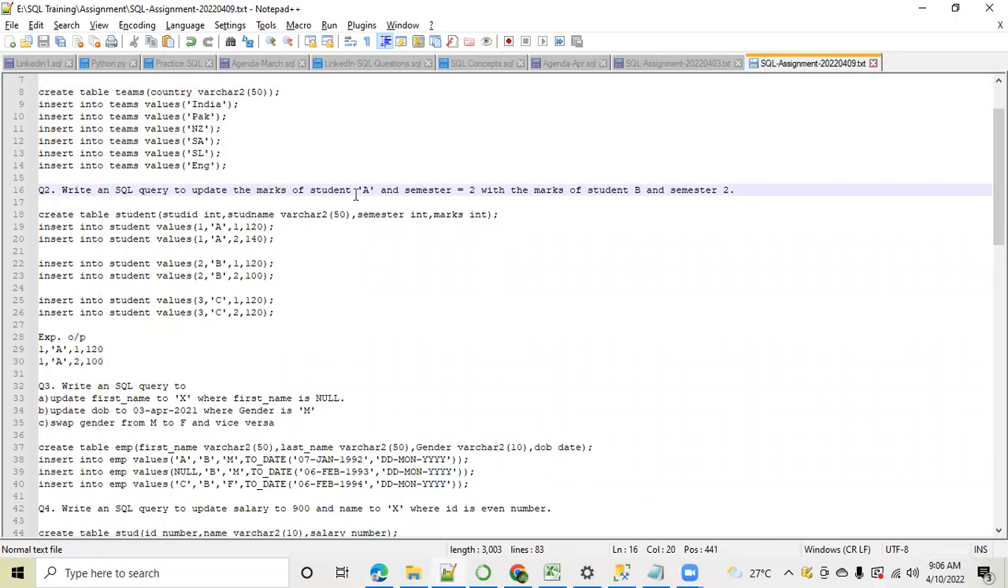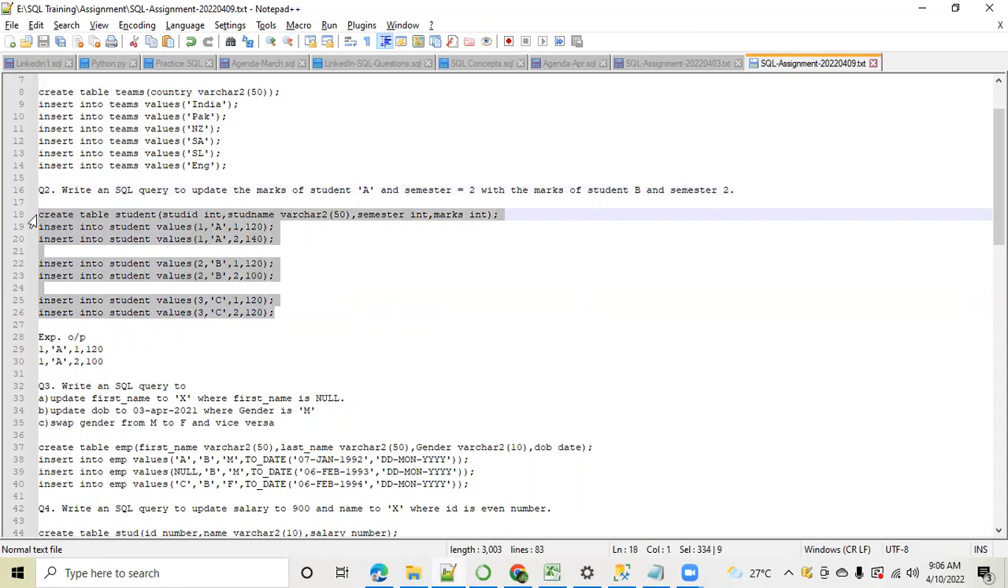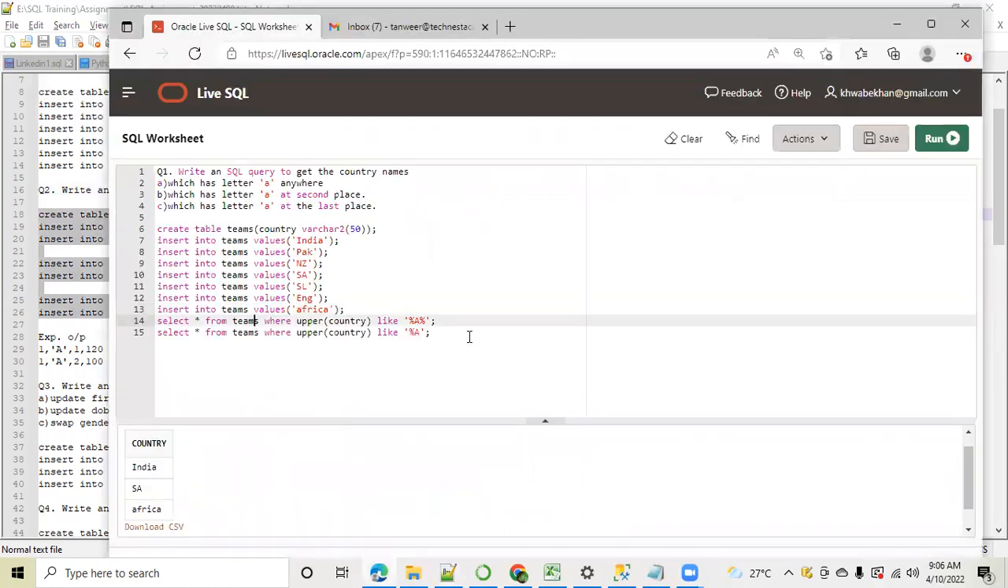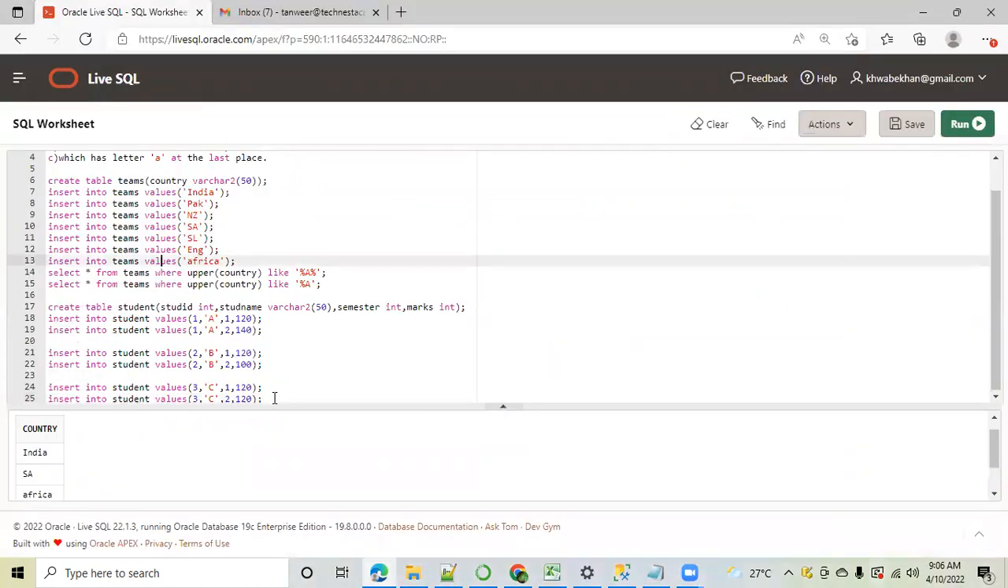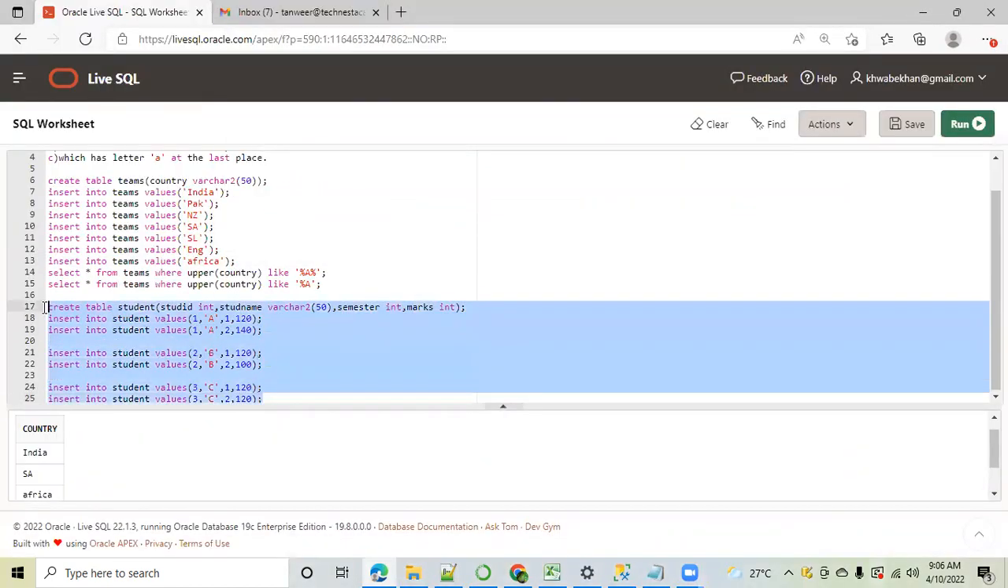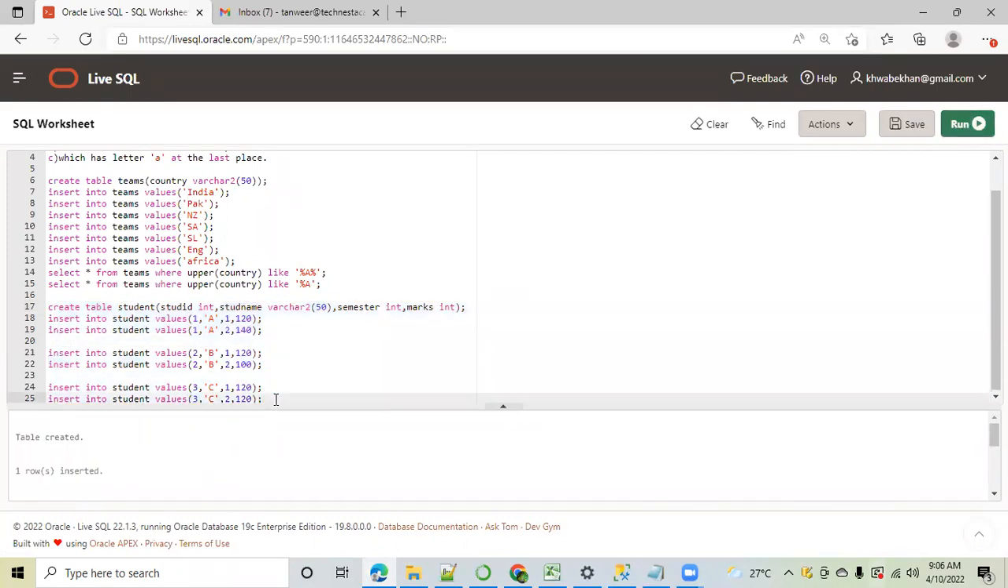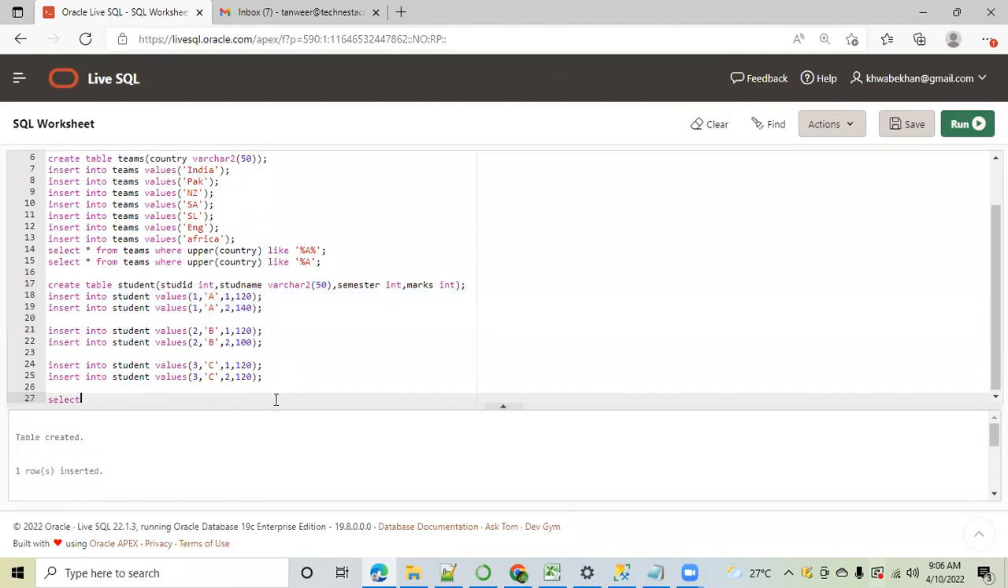Write an SQL query to update the marks of student A and semester 2 with the marks of student B and semester 2. Yeah, good question. So here, let me create this one first of all. This is the table. SELECT * FROM student. So this is the data.